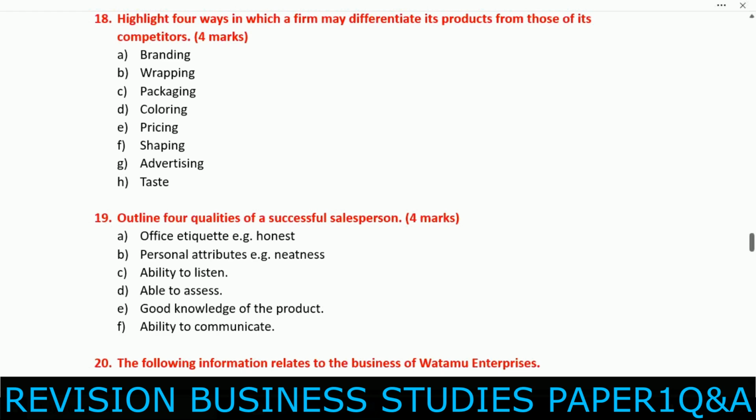Number 5, pricing. Number 6, shipping. Number 7, advertising. And then the last one, taste.